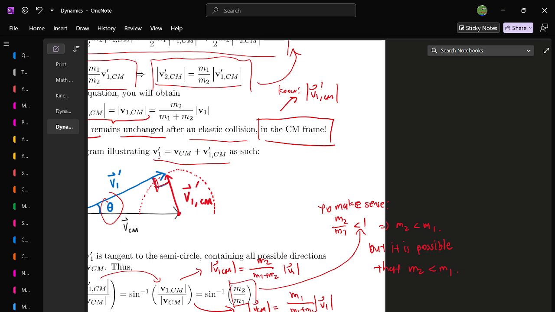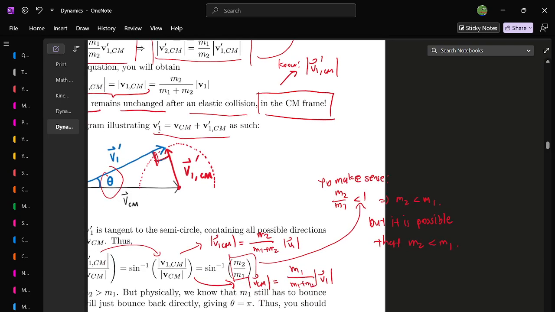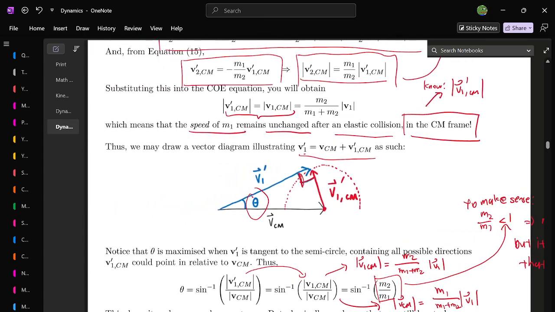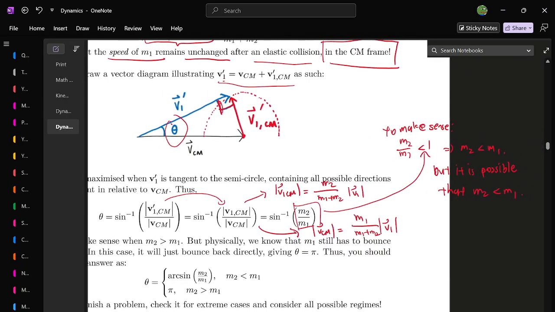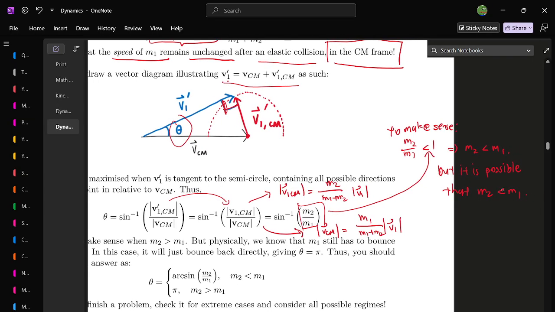So what happens in this case? Well, our physical intuition tells us that if you have something that's moving and it bounces against something, well, of course, the first thing must recoil at least. So in this case, if your sine inverse is not defined, then your object will just simply recoil back. Oh wait, my bad. So your object will just simply recoil back. And if it recoils back, your theta is just equals to pi.